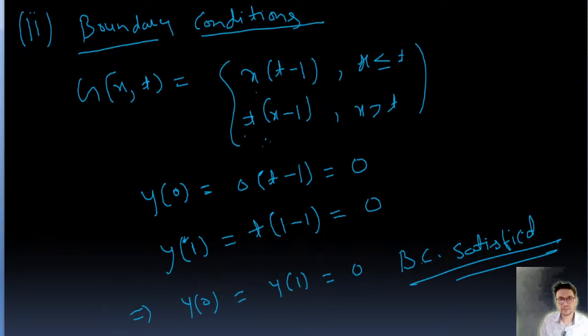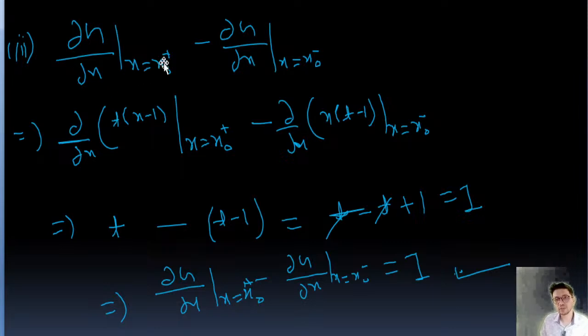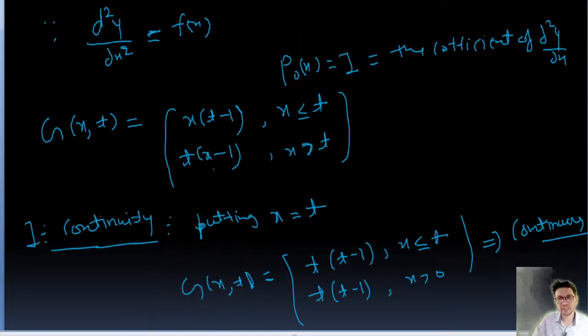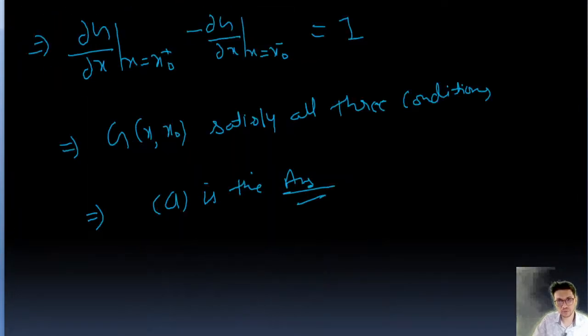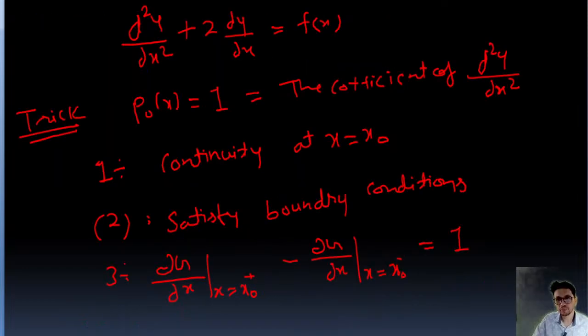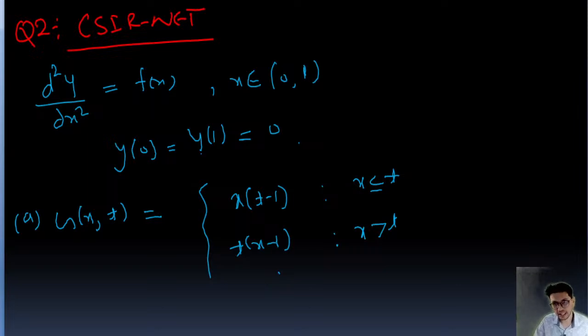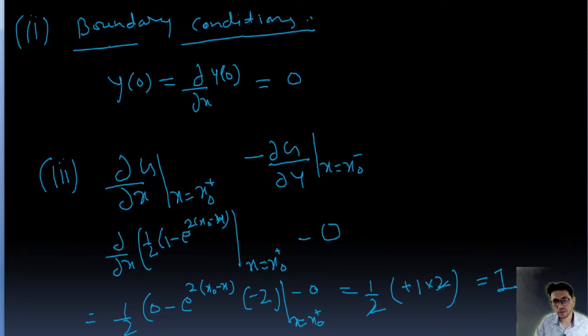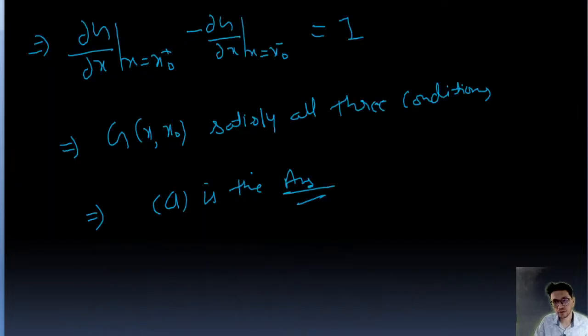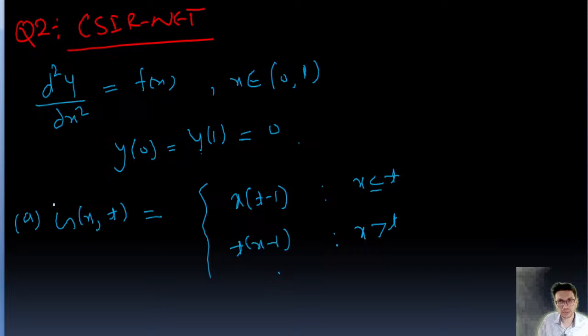Now third is this one. We have to check this third condition: del g over del x at x equal to x naught plus minus del g over del x at x equal to x naught minus. That value must be 1, and we have got this value 1, means this g is satisfying all three conditions. It means A is the correct option, right? I hope guys you have understood it. I have tried to explain it as simply as I can. So option A is the correct option, guys.